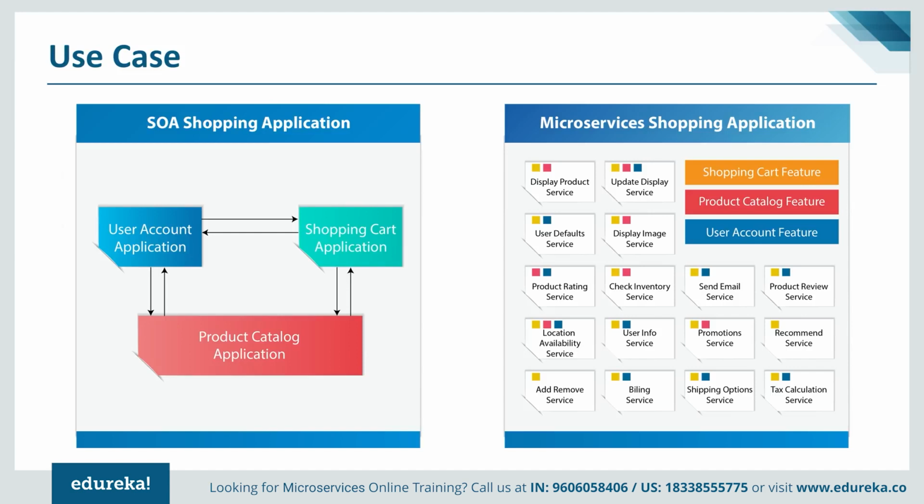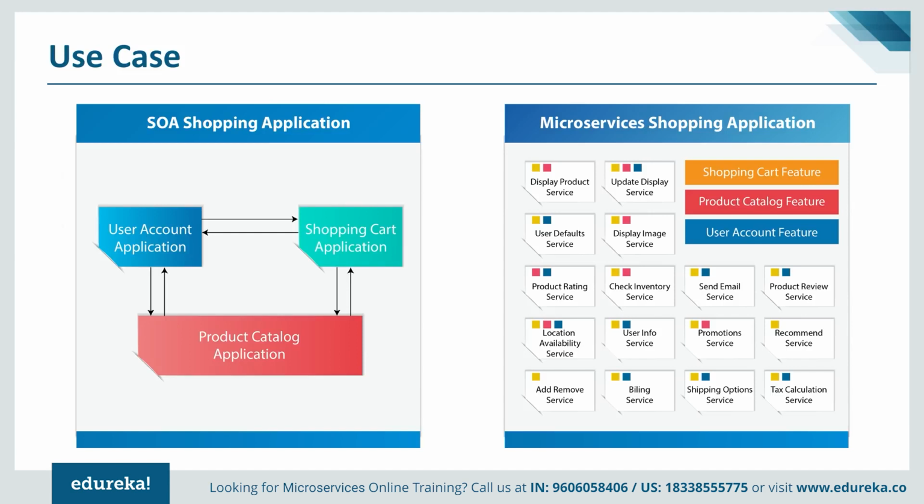But in case of a microservices shopping application, each of the different tasks that these services provide are broken down into smaller fine-grained services. So here we have feature level services where shopping cart is one feature, product catalog is one feature, and user account application is one more feature. But in case of microservices, we have a separate billing service. For shipping, we have a shipping options service. We have a tax calculation service, right? So the different tasks in this particular feature are broken down.